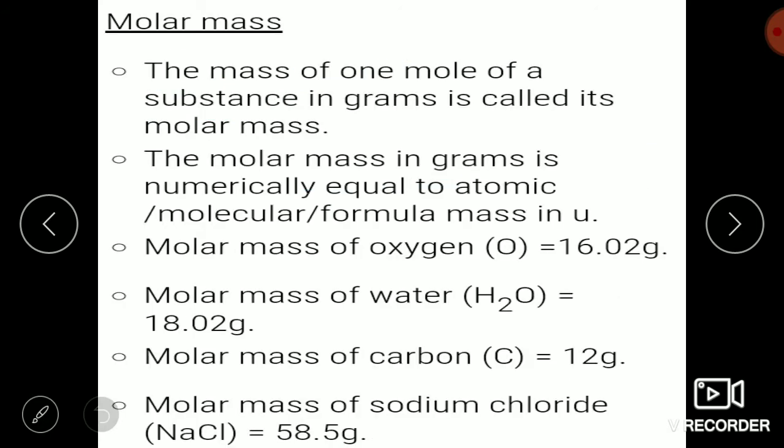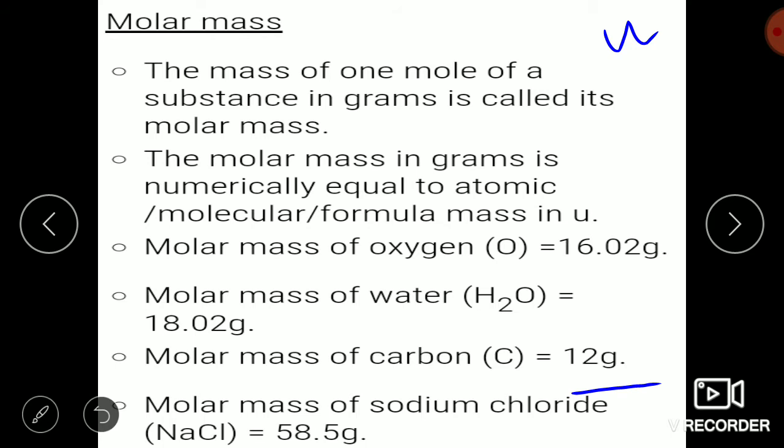Okay, next we'll see molar mass. We know about atomic mass, we know about molecular mass. Now what is molar mass? Molar mass is nothing but the atomic mass for the atom and molecular mass for the molecule. It is exactly having the same value. Just one difference you have to remember: for molecular mass and atomic mass, we represent them with the unit U. But whenever we are talking about molar mass, the unit will be gram.